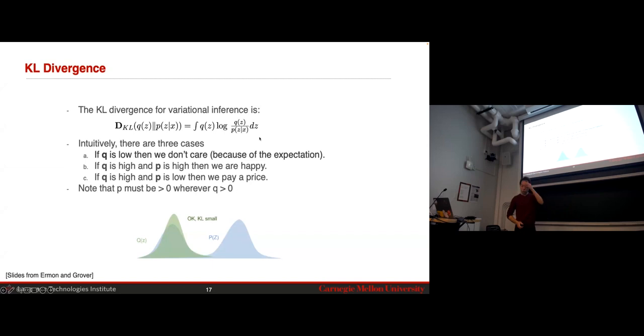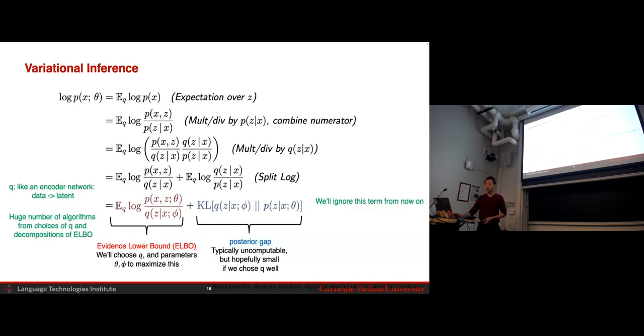Make sense? So the order of the KL actually matters, because it's saying that Q is a simpler distribution. Q may not have to touch every part of P, but at least in the parts where Q and P overlap, they should match. All right, so that's the idea behind this second KL over here.